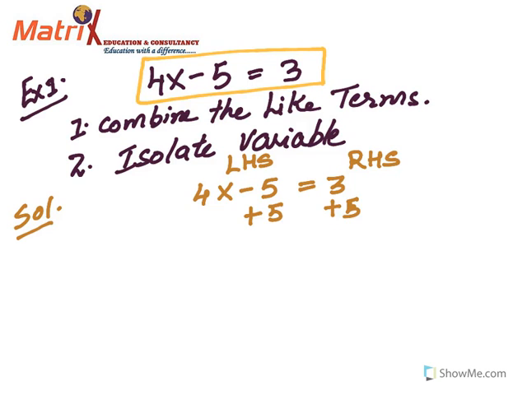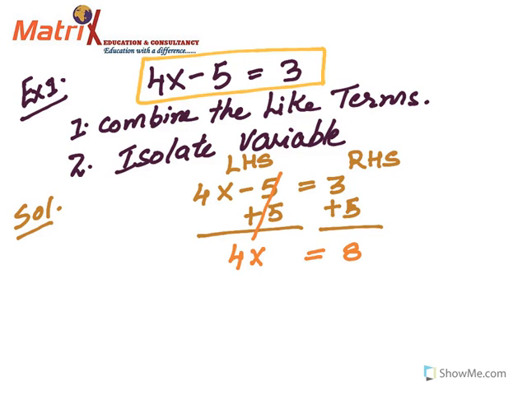Now we cancel these terms, we simplify. We know negative 5 and plus 5 will become 0. So we are only left with 4x, and that gives me on the right hand side 8. Now we have combined the like terms. One side we have the variable term, the other side we have the non-variable term. Now we do the second step: isolate the variable. How do we isolate the variable?